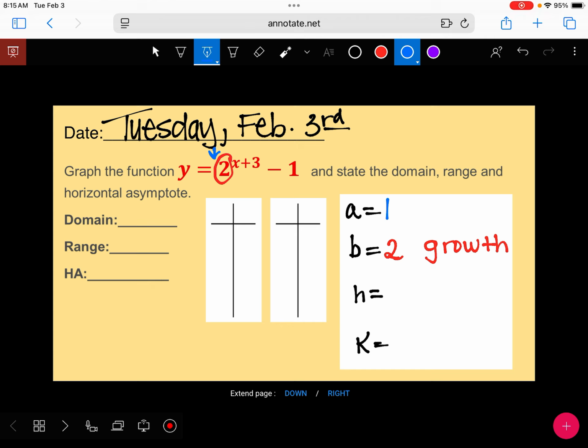H is in the denominator, but you flip the sign. So it's not a plus 3. It would be a minus 3, which will make the graph do what? Go down 3 or left 3? Left 3.